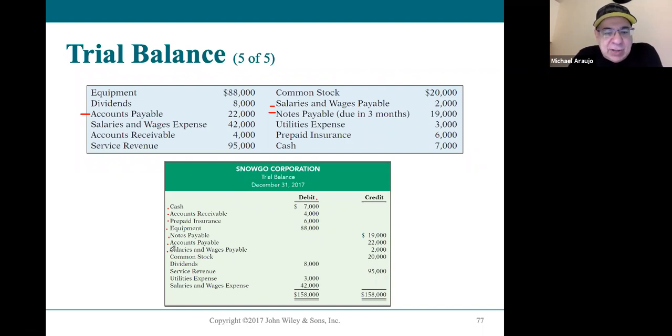Then you would have your stockholders' equity account ending with dividends. There's only one stockholders' equity account, common stock, and then you would throw the dividends on underneath that. Common stock has a credit side balance. Dividends has a debit side balance, as you see here. Then your revenue account would be listed. Revenue has a credit side balance.